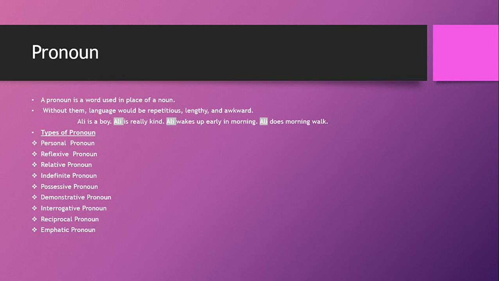For example, if I say Ali is a boy, Ali is really kind, Ali wakes up early in the morning, Ali does morning walk. So what happens is that there is repetition of the noun Ali. Saying Ali again and again would be awkward. So I will replace this Ali with a certain word that would not make it feel awkward to say. And those words are pronouns. For example, I would say Ali is a boy, he is really kind, he wakes up early in the morning, he does morning walk, etc.